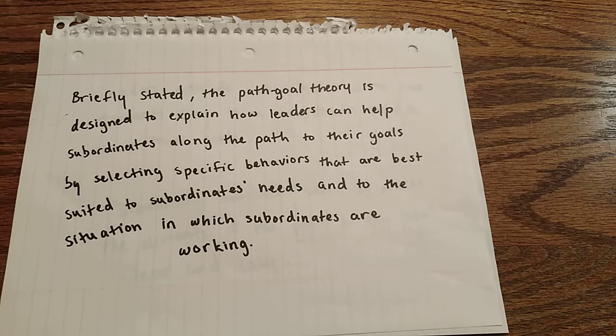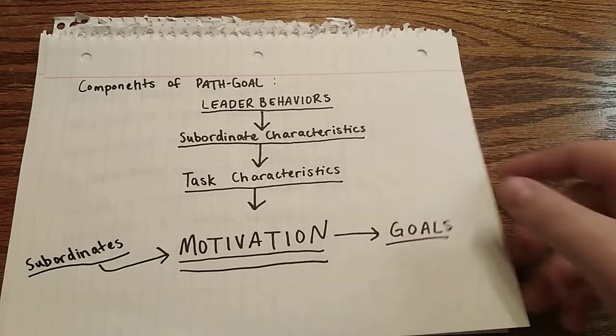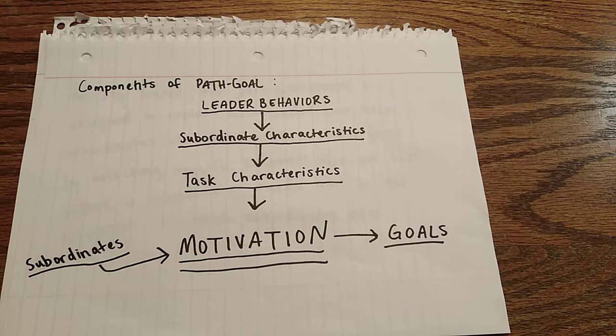The chapter gives a table or a graph explaining the components of path goal theory. It looks like this. Leader behaviors lead to subordinate characteristics, which lead to task characteristics, which then lead to motivation, which is the key to getting subordinates to reach their goals. The chapter gives different behaviors that a leader can have, including directive, supportive, participative, and achievement-oriented.